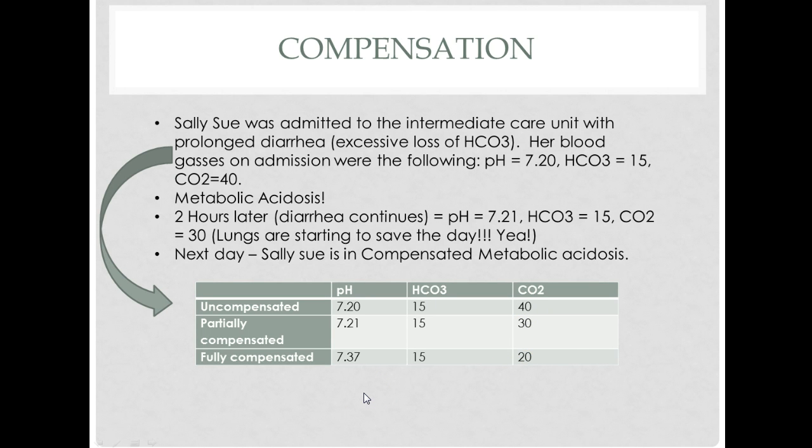The next day, Sally Sue is in compensated metabolic acidosis. The reason we know it's compensated is that the pH is now within the normal range, but it's still lower. It's still a little acidotic, but it's within the normal range. Bicarb is still 15. She's still dealing with that diarrhea, but now her CO2 has dropped down to help with the pH issue. It's dropping the amount of acid. She's really breathing slowly, and it's allowing the pH to come up to the normal range. You don't want your pH to stay in an abnormal range. It is really hard on your organs and things like that.